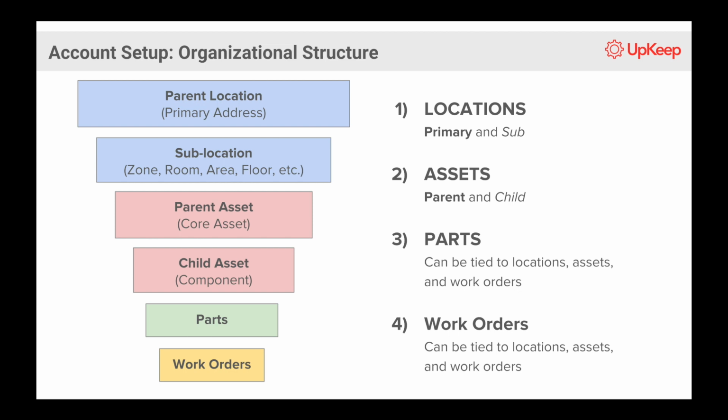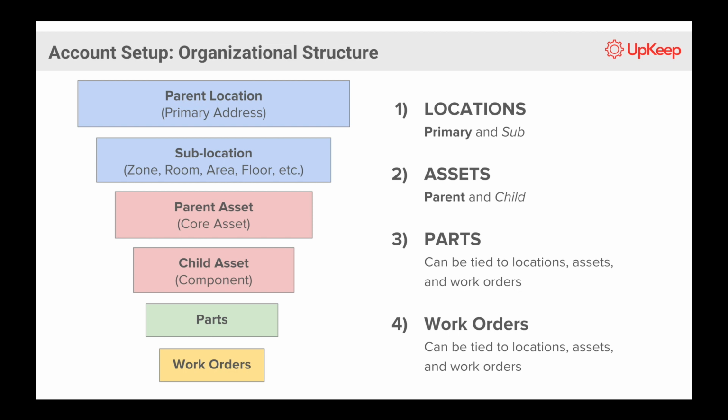So I want to see the overall health of my parent locations based on their sublocations, based on the parent assets that live in those locations, and also based on the child assets, the components that live within those core parent assets. Now, if we go another step, we have our parts. Parts can really be tied to your locations, your assets, and even your work orders. And then at the very bottom there, of course, we have the bread and butter of Upkeep, our work orders.